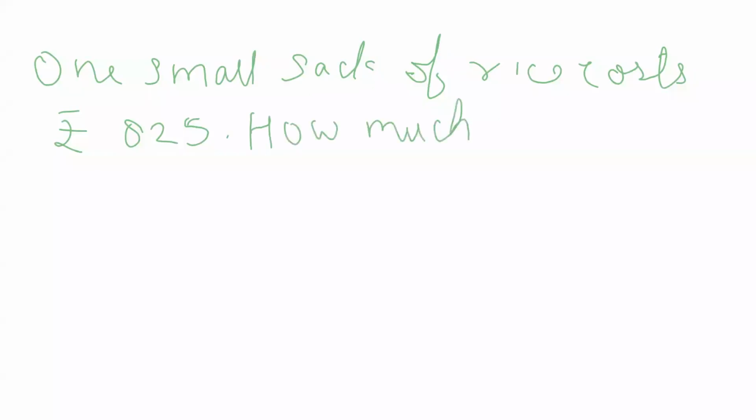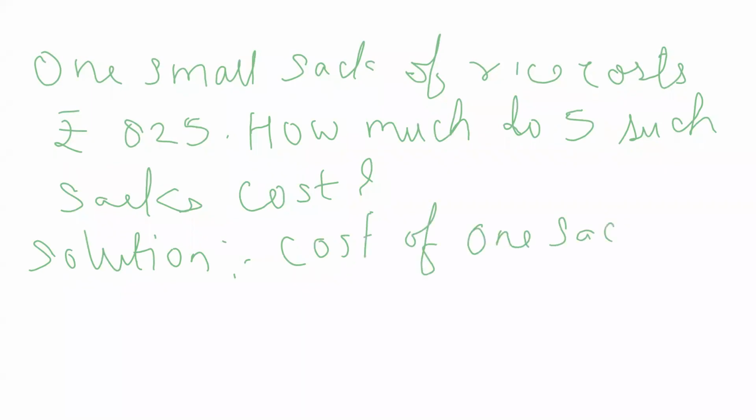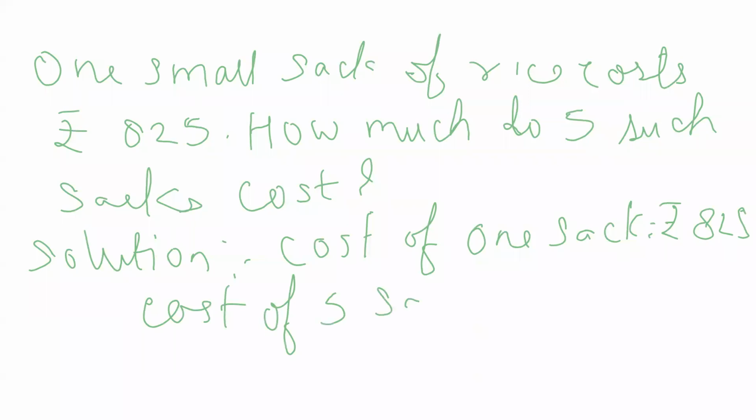How much do 5 such sacks cost? So for solution, we will write the statement: cost of one sack is rupees 825 and cost of 5 sacks is 825 multiplied by 5. Now after writing this, what we are going to do? We are going to draw the table.